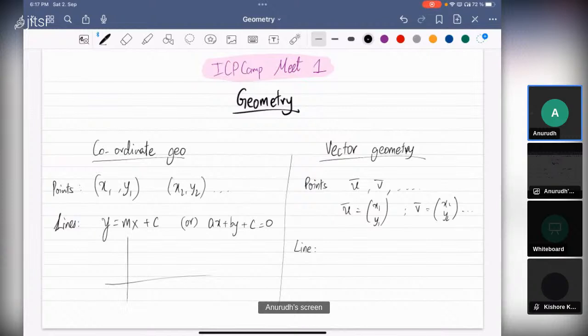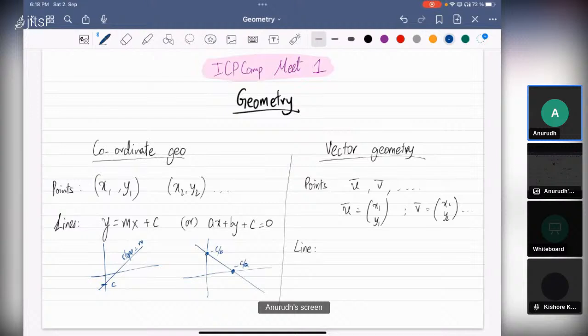Here, for instance, I think the y equals mx plus c form is something like this, where the slope is m and the intercept is given by the value c. Or the other form, ax plus by plus c equals 0, where I don't actually remember, but I think you can figure out what these 2 points are, which should be something like minus c by b and minus c by a, and this gives you the line.